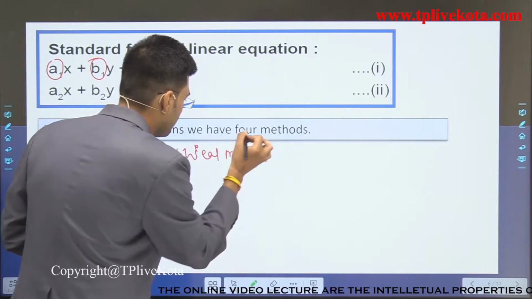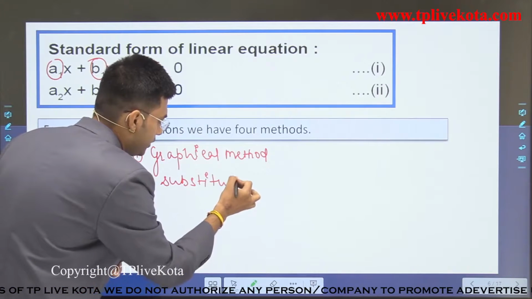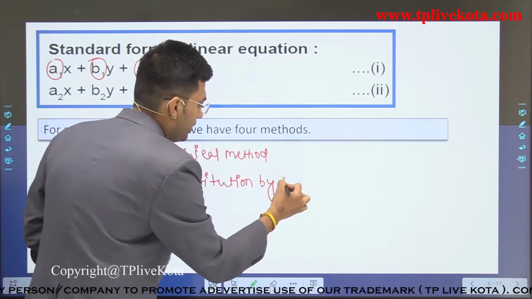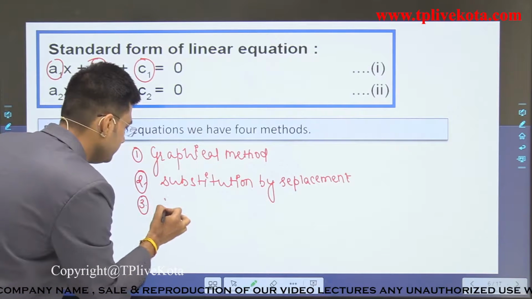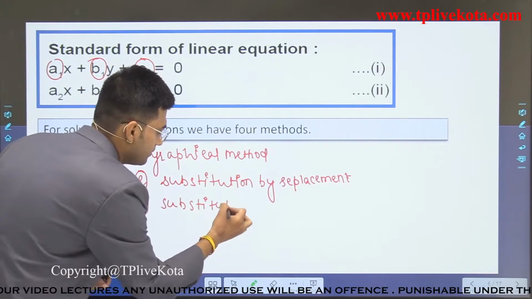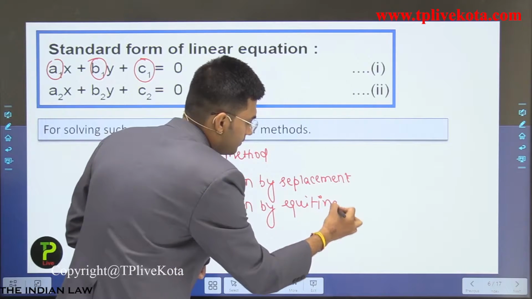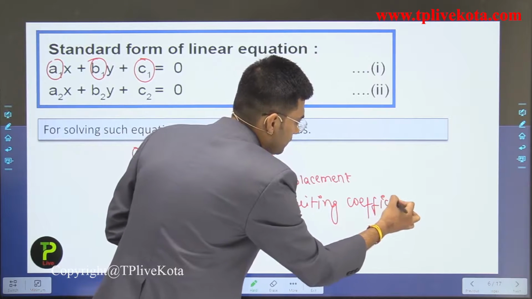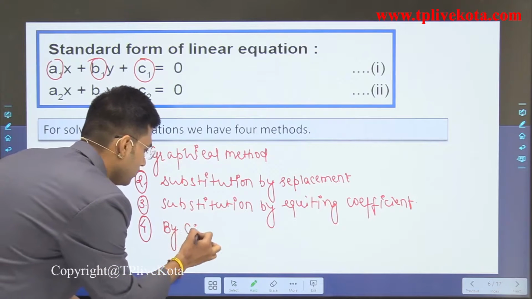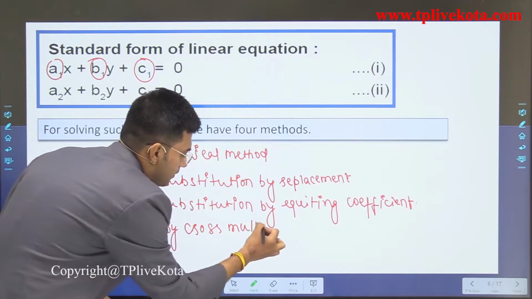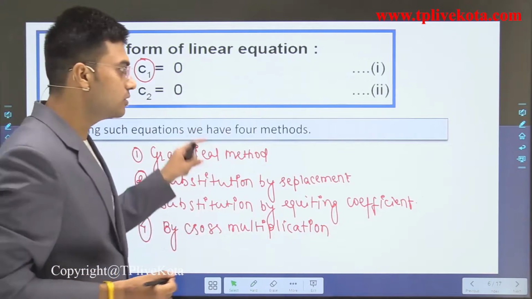The second is substitution by replacement, the third is substitution by equating coefficients, and the last is cross multiplication. So these are the four methods to solve these two equations.